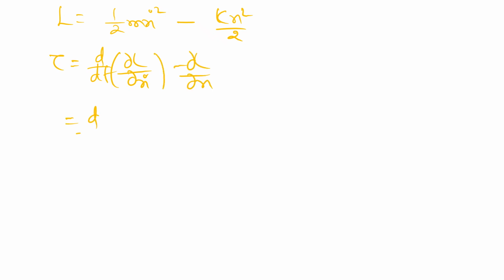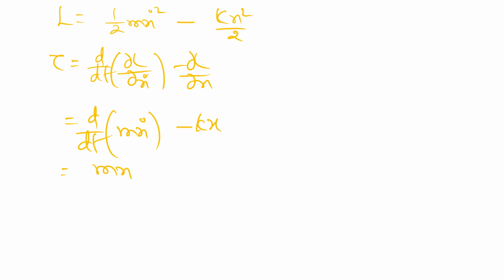So let's take d by dt of dou L by dou x dot. The 2 will be cancelled, so it is m x dot. And then minus dou L by dou x. Here you don't have x in the kinetic term, but here you have x. If the 2 gets cancelled, it will be kx only. Okay, kx, then we have to differentiate this.